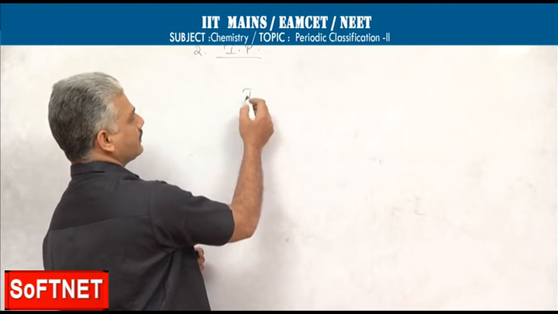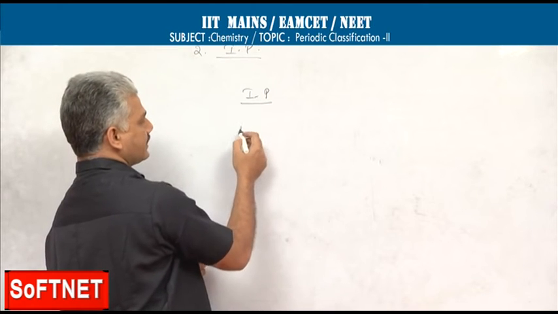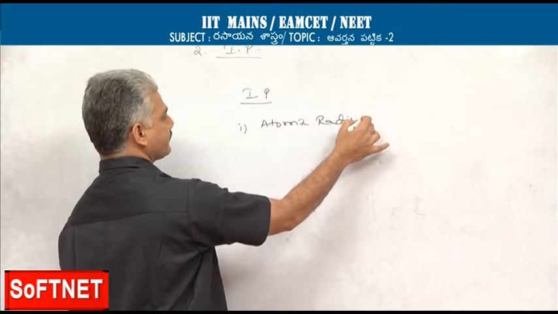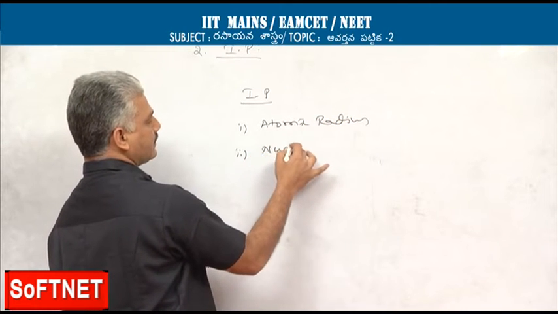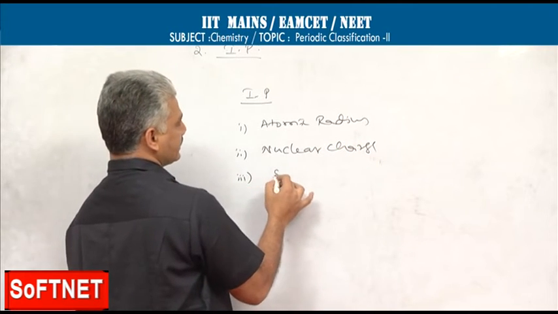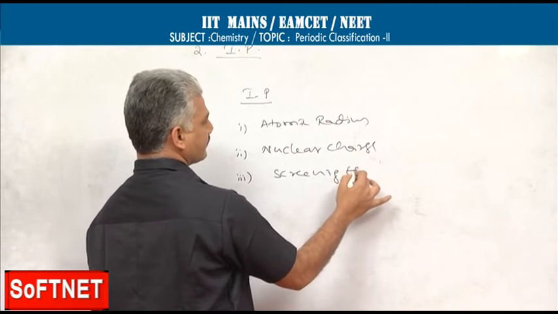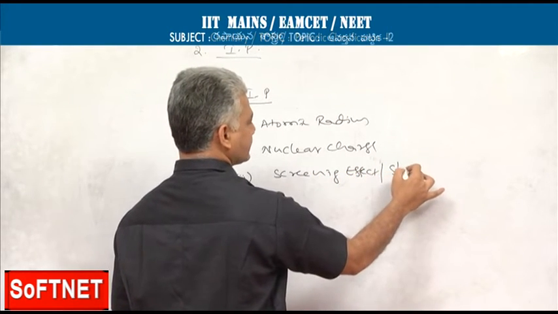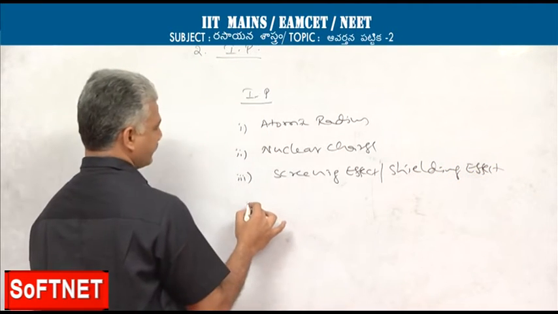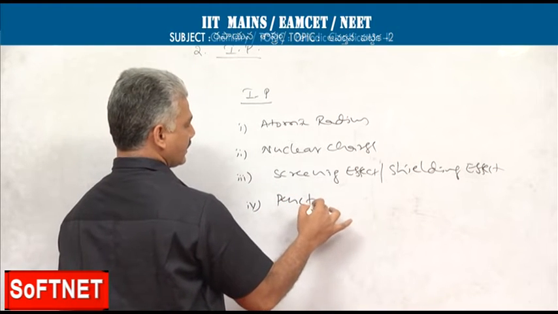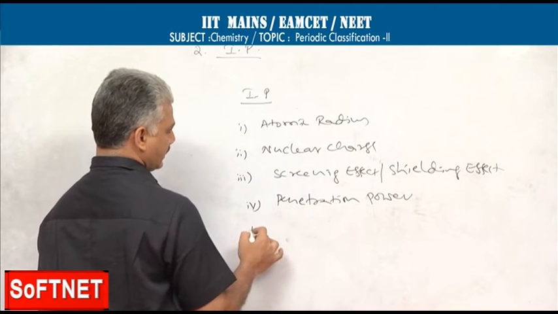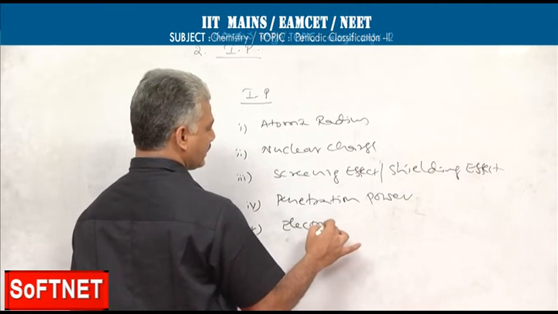Ionization potential value depends on many factors. One factor is atomic radius. Second factor is nuclear charge. Third factor is screening effect, also called shielding effect. Fourth is penetration power, and fifth factor is electronic configuration.